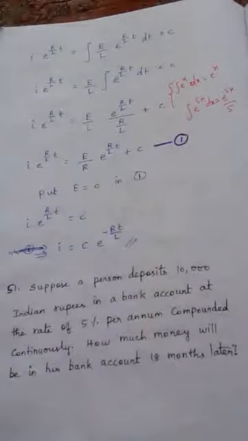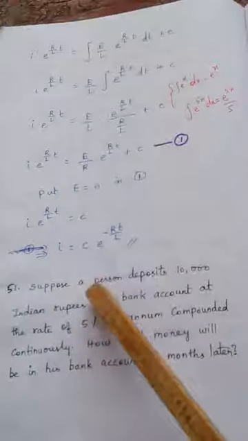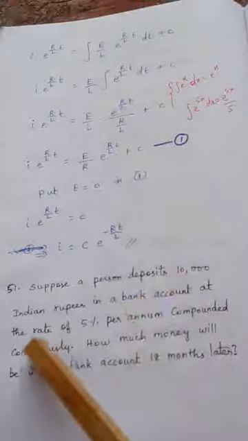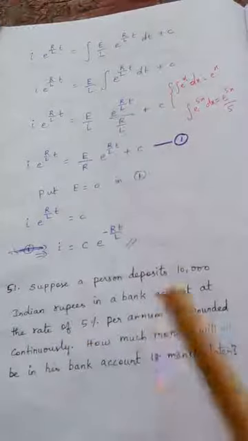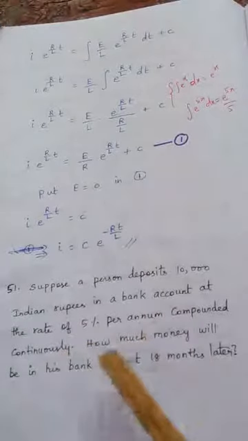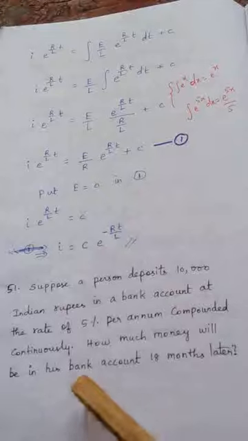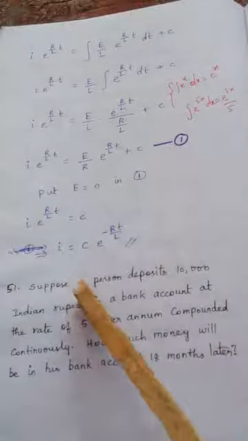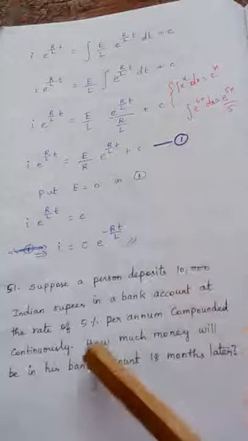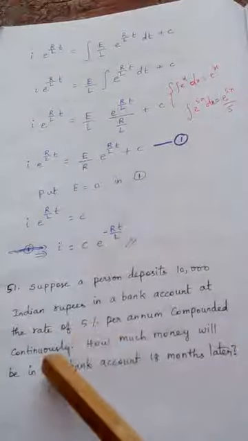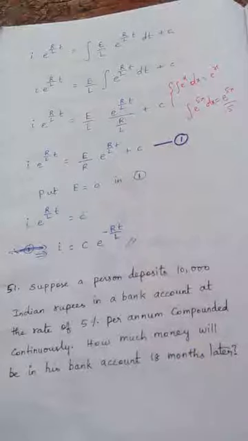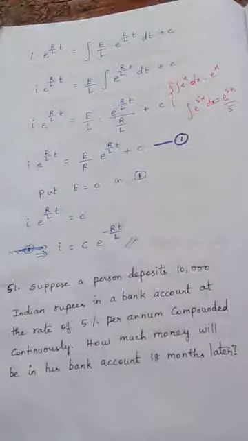Question number 51. Suppose a person deposits 10,000 rupees in a bank at a rate of 5% per annum, compounded continuously. How much money will be in his bank account 18 months later? A person deposits 10,000 rupees, the interest rate is 5% compounded continuously. How much will be there in 18 months? After 18 months, how much is there in his account? That is the question.